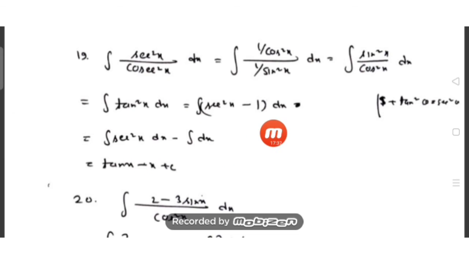So integration of sec square minus integration of dx. Integration of sec square is tan x, integration of dx is x. And hence the answer is complete, plus c.